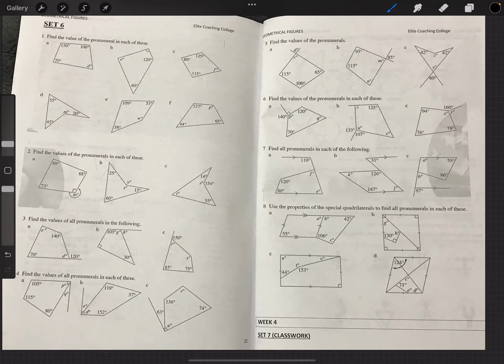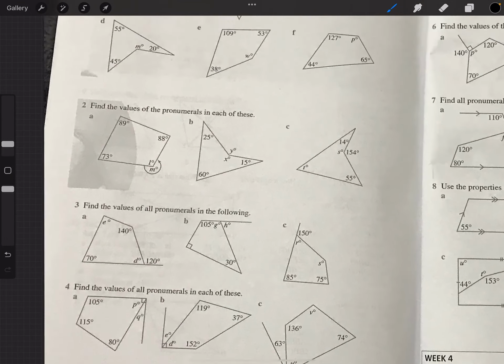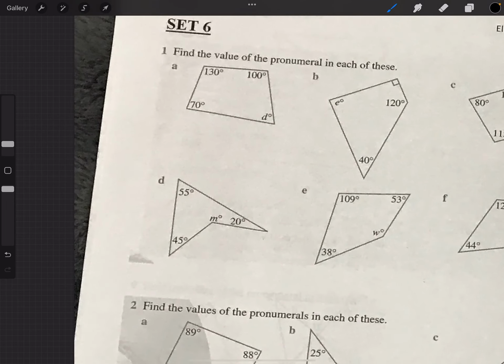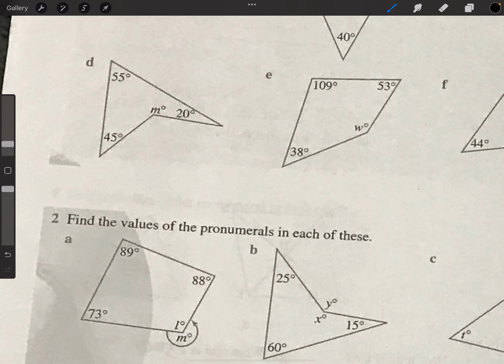Alright, we'll quickly do some of these. I'll start with question 2. The rest is pretty self-explanatory. I'll do one question of this one, just to help you out, or maybe 2 questions. In the interest of saving time, I'm just going to quickly use my calculator and move on.